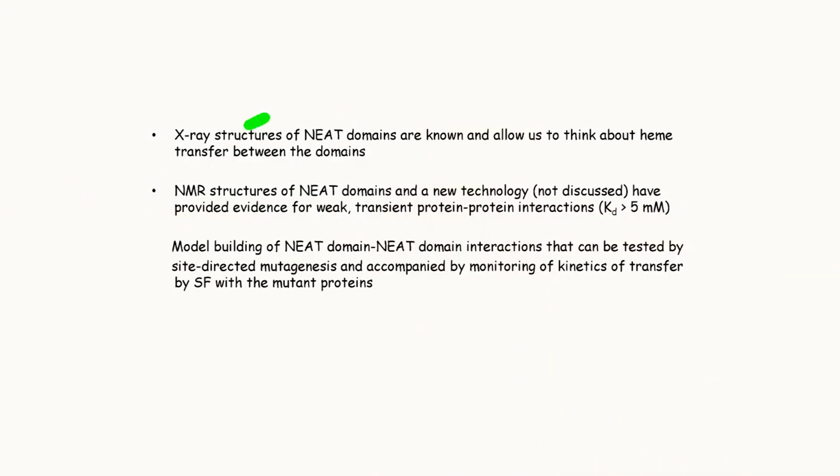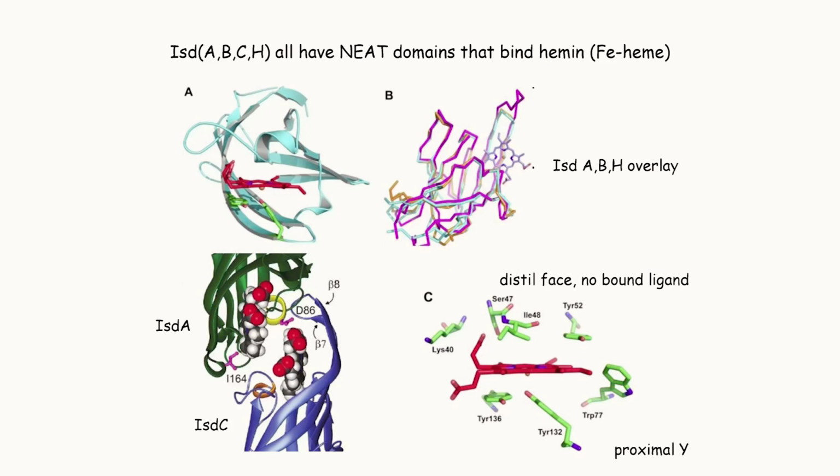And then I just want to show you very briefly the structures of these, and just show you where the state of the art is in this area. All of these NEAT domains, so NEAT domains are the heme binding domains, 120 amino acids. They're found in A, B, C, and H. They're found in 4 different proteins, okay?